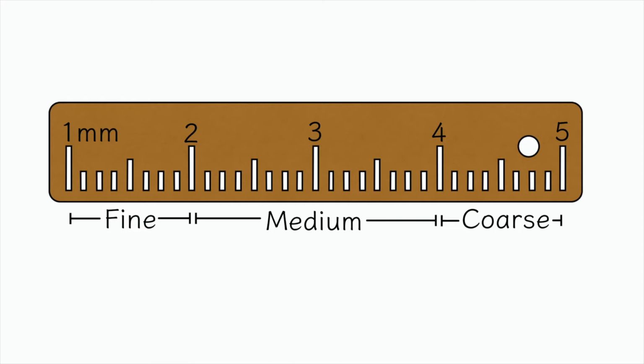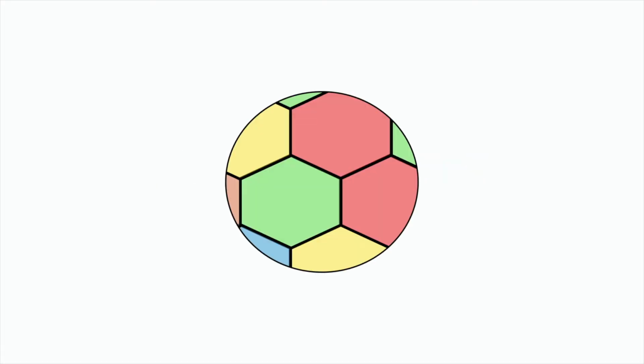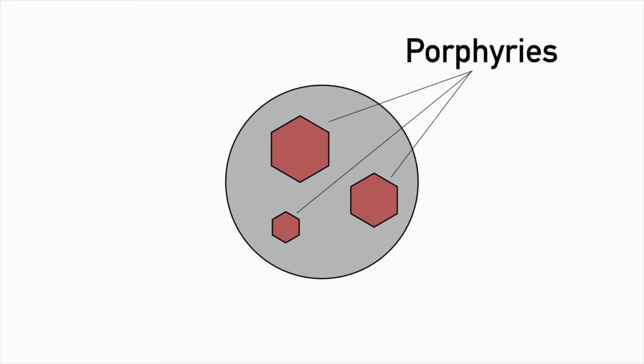Using this information, you can look at the overall texture of the rock. Is it equicrystalline? This means, are all the crystals a very similar size, or does it have porphyritic texture? This is when one or a few of the crystals, known as porphyries, are much larger than the rest. The rest here we call the groundmass.